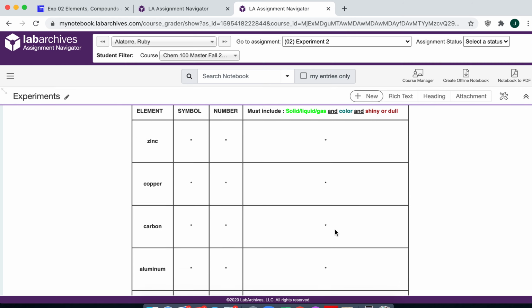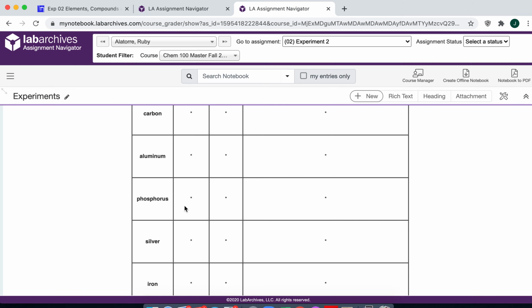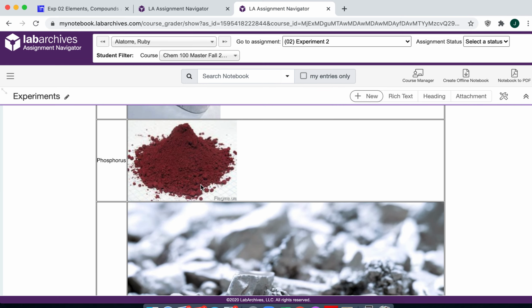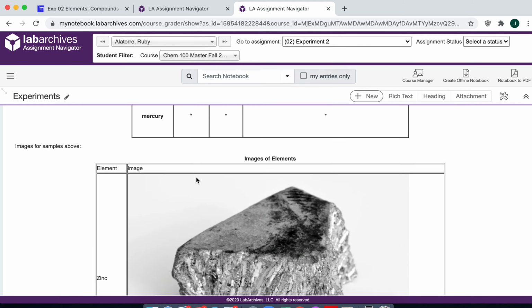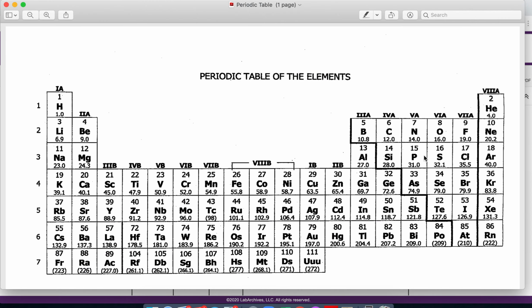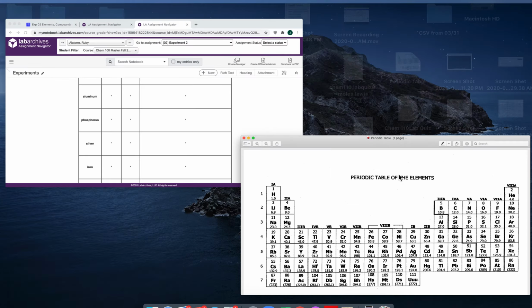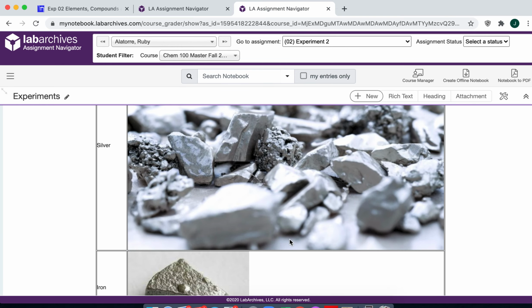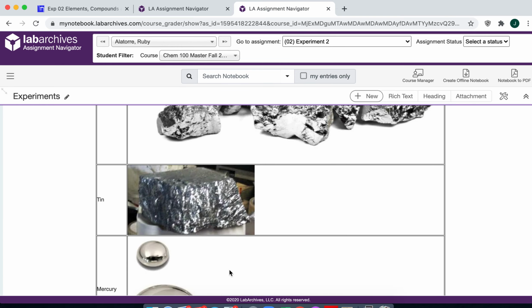And fill that appearance. So the next example you can try is phosphorus, which is this red powder. It looks powdery, solid, red, and not shiny. Phosphorus's symbol is P, and based on the periodic table, which is this one, P, the atomic number is 15. Do the same thing to complete the rest of the table, and move to the next part.